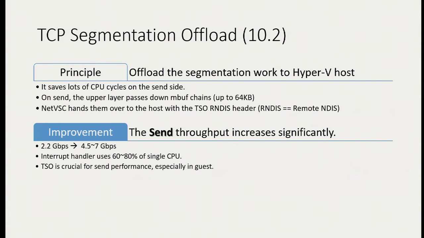The send throughput number was 2.2 Gbps, and with the TSO technology, the send throughput can be 4.5 to 7 Gbps. We can see the performance is basically tripled, but at the same time, the CPU utilization of the interrupt handler drops from 100% to only 60% to 80% of a single CPU. So we can see that TSO is very effective to boost the throughput in the send side, in the send path.